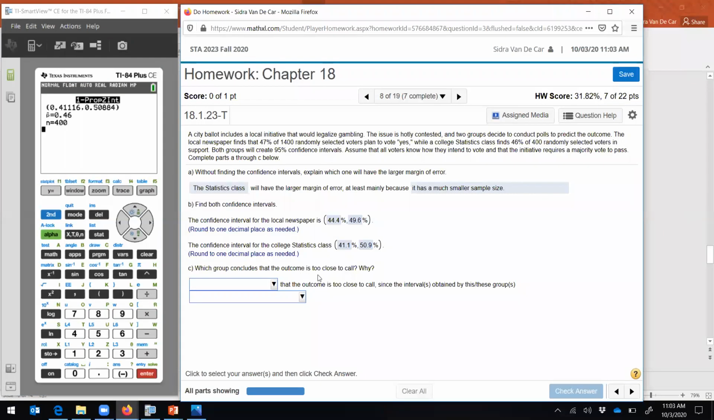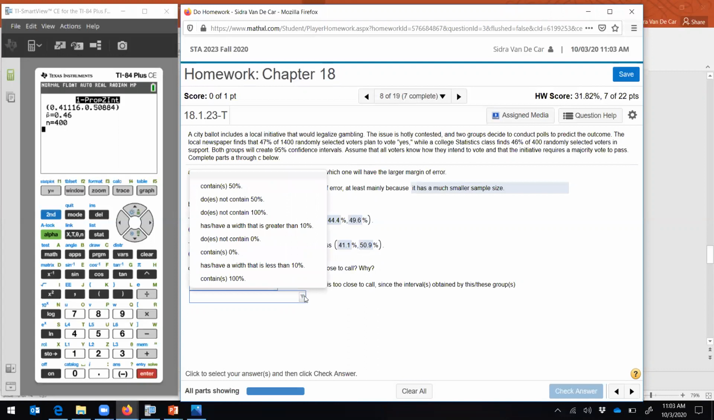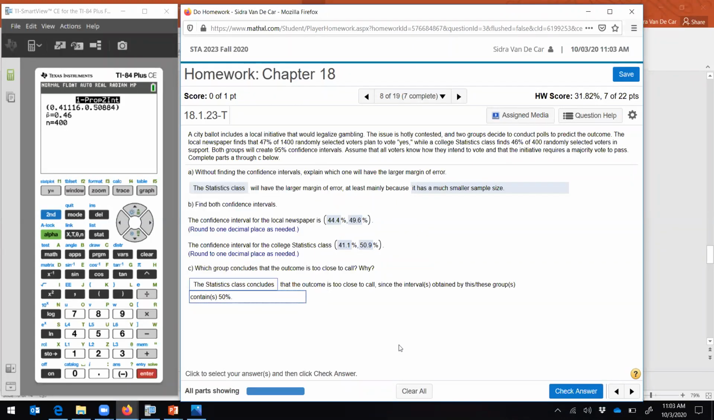Which group concludes that the outcome is too close to call? These guys have 50% in their interval. These don't. So in the newspaper, it's going to say it won't pass because it doesn't get to a majority. It doesn't get over 50%, so it can't get a majority vote. The statistics class, though, 50% is a reasonable value. Contains 50%.